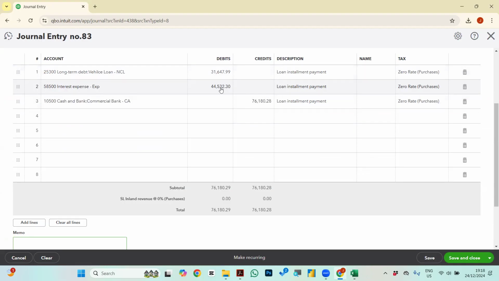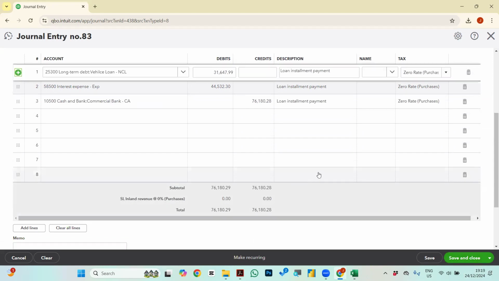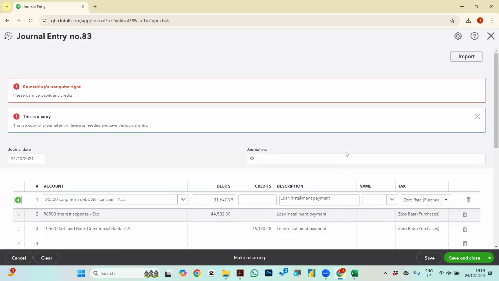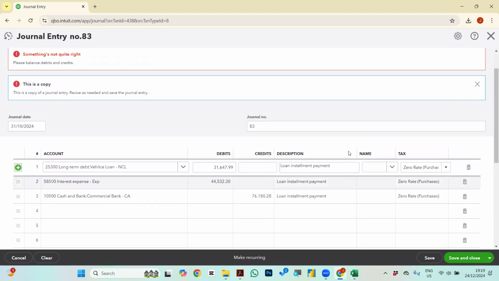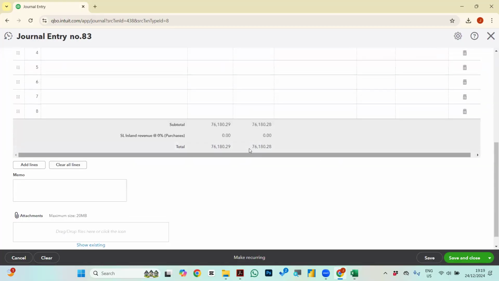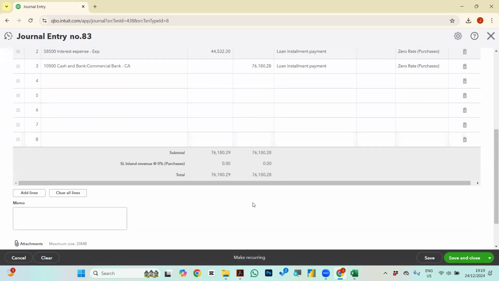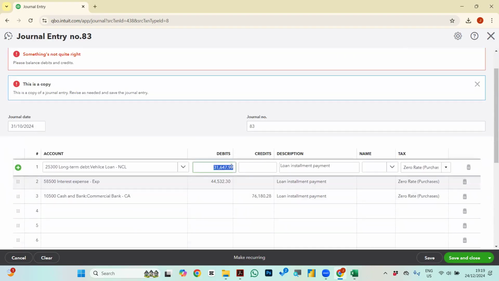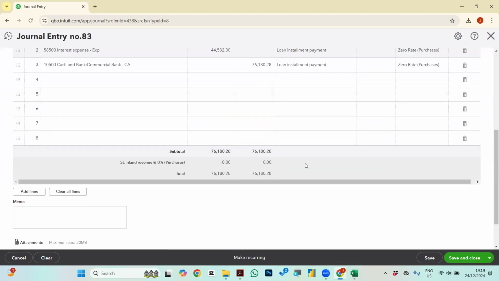Yes, that means we are paying this principal. But this portion is not principal, it's interest. So we have to expense it. With the amount that has gone from the commercial bank, we are recording that part. I'm going to say save and close. What's the problem? Okay, there's a small difference of 18.29, because it says 28 and this says 29. I'm going to reduce this to 98, so it will be matching. Save and close. All right.